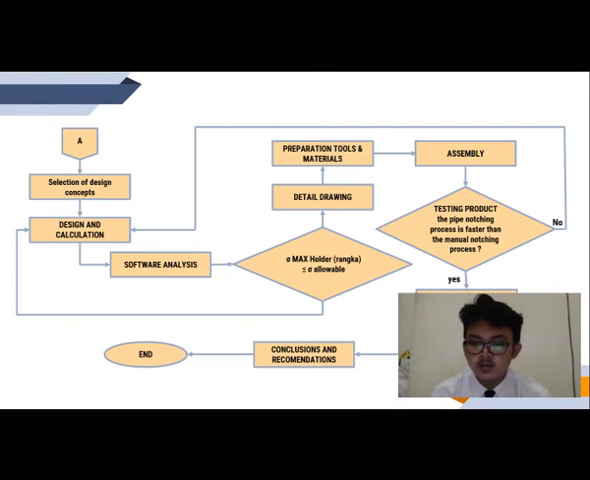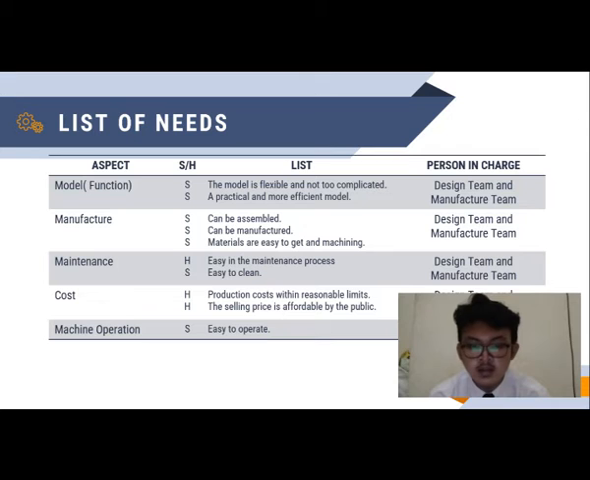then selection of design concept, design and calculation, software analysis to determine whether the frame meets the allowable stress, detail drawing, preparation of tools and materials, assembly, testing product, discussion, production cost analysis, and conclusion and suggestion.